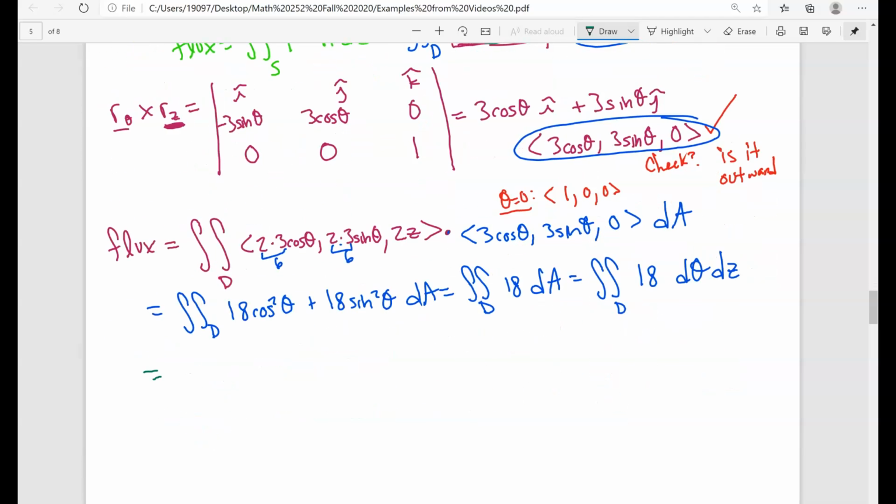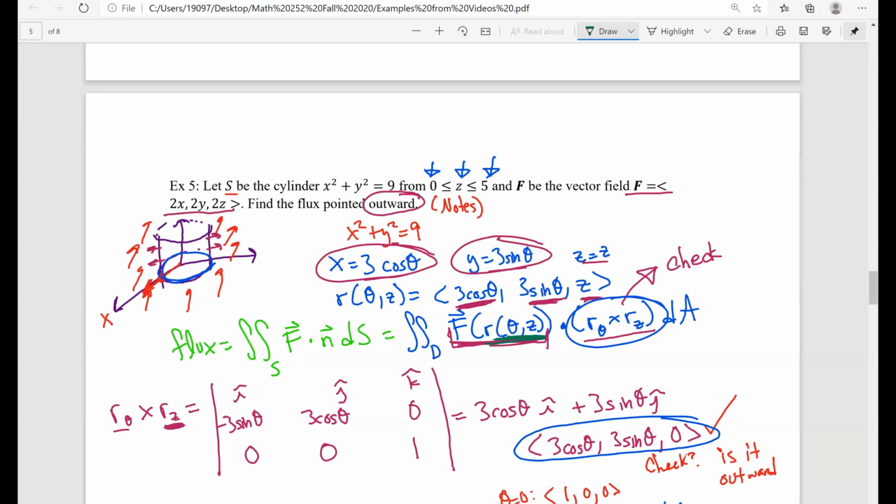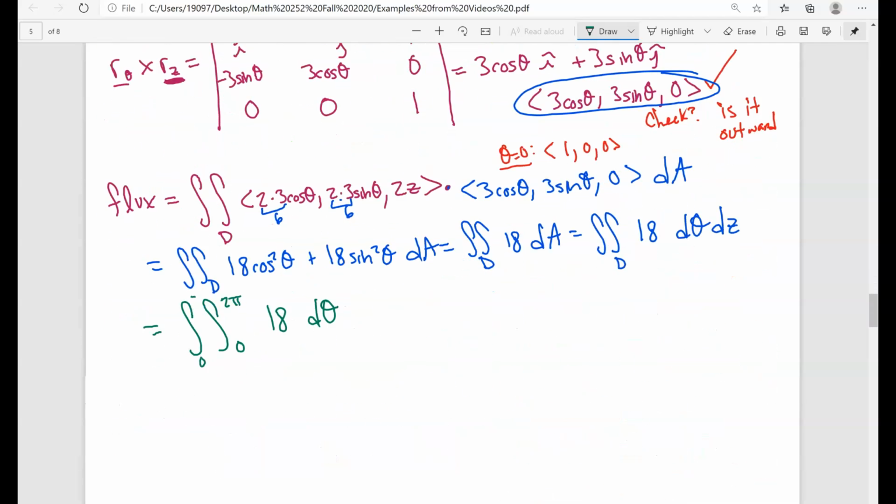You can see that in the cylinder, theta goes from 0 to 2 pi. And then the z component, if you look at the cylinder, only goes from z equals 0 all the way to z equals 5. That was given to us. So you're just going to end up getting 18 times 2 pi times 5, which gives me 180 pi as my flux. And that would be my answer.